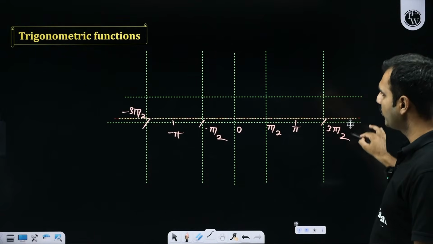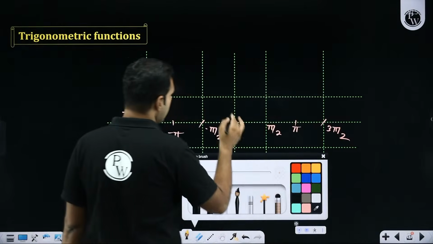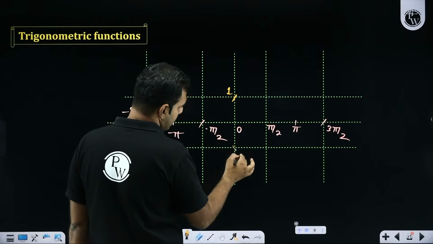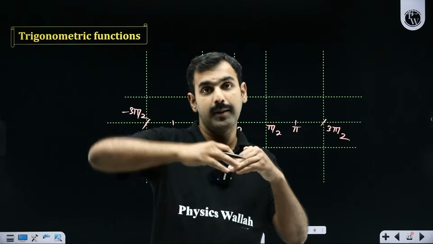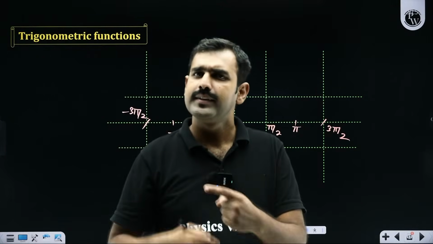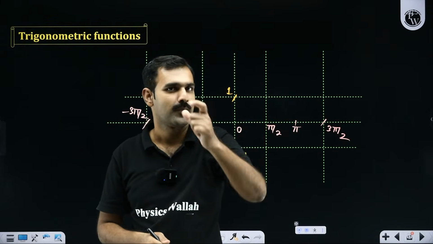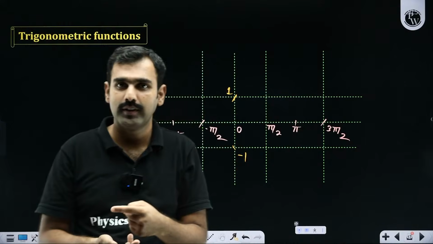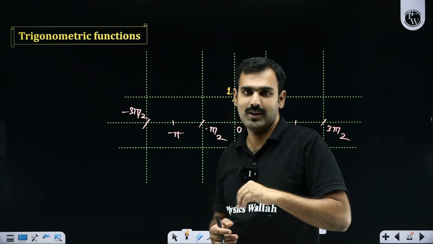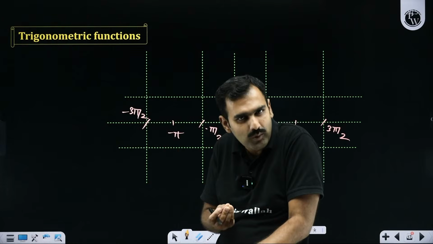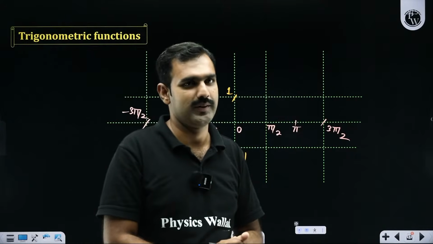There will be minus 1 on the y-axis somewhere. So here, if this is 1 and this is minus 1, don't you think the way cosec was either above 1 or below minus 1, sec will also be either above 1 or below minus 1? Because sec is reciprocal of cos. Cos stays between minus 1 and 1. So sec will be either less than minus 1 or greater than 1. Yes or no? Everybody give me a quick response.